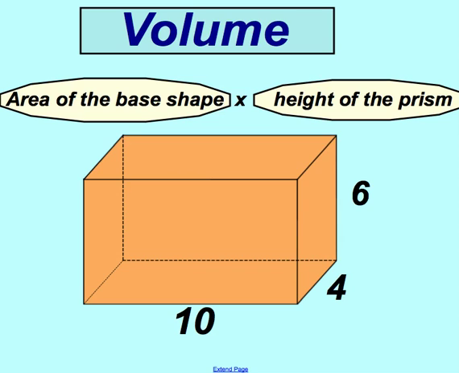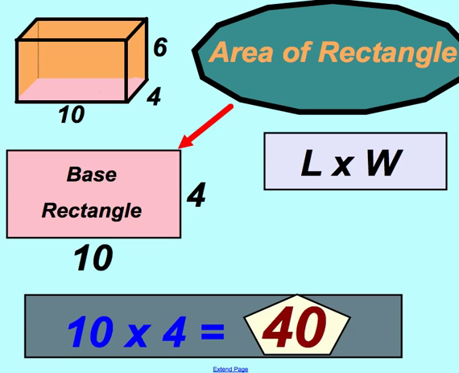The height of the prism is the distance from your base shape to its counterpart. In this case, it's the bottom to the top, which would be 6. So now to calculate the area of the base shape, first you've got to understand what shape it is. It's a rectangle. To find the area of a rectangle, you take the length times the width.